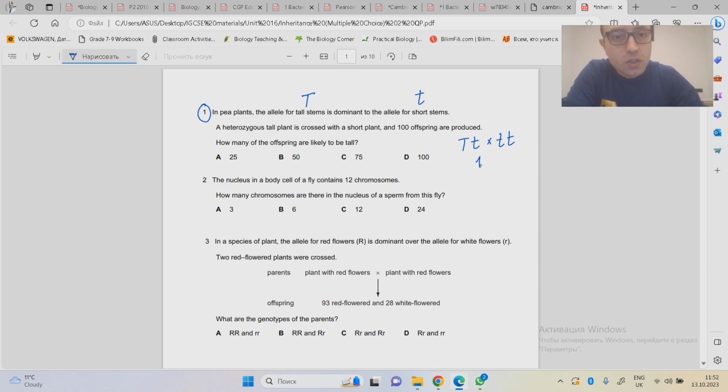So here, the ratio is 1 to 1. So it means that 50 of them will be short, 50 tall. So it's B.